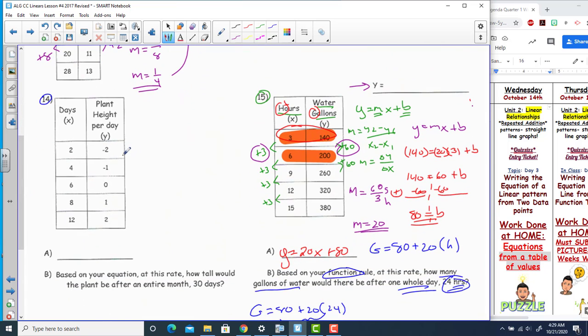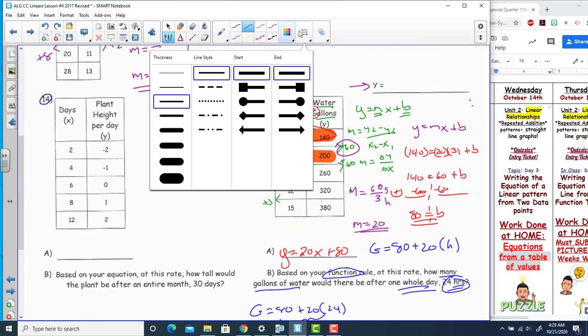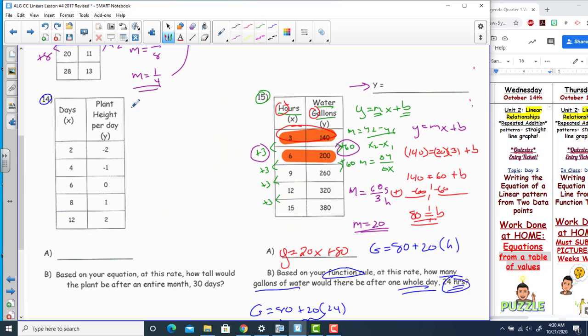For number 14, ladies and gentlemen, in order to write an appropriate linear relationship or repeated addition pattern, we often like to present them in slope-intercept form, y equals mx plus b. Two most important variables are m and b. M is just the change in y over change in x. And you can observe that in a table of values. The plant appears to be going up 1 inch every 2 days.